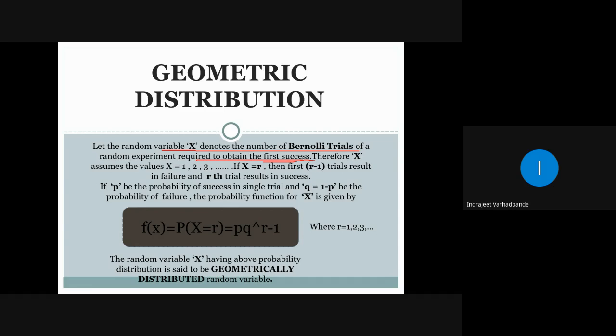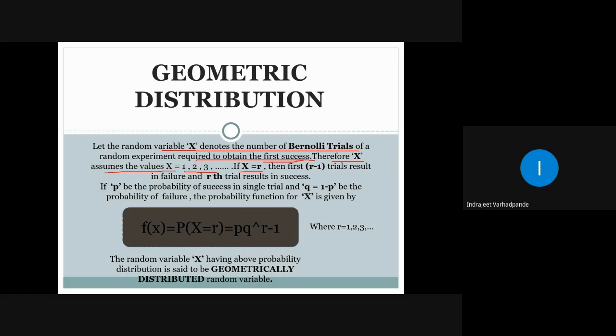There can be n number of trials, but in n number of trials I might get the success in the first trial or second trial. So we will be interested in obtaining the success which is obtained very fast, that is the first success, the very first time it is obtained. Therefore capital X assumes the values 1, 2, 3.